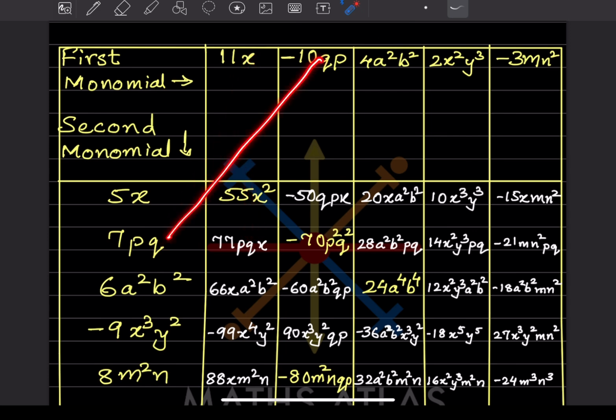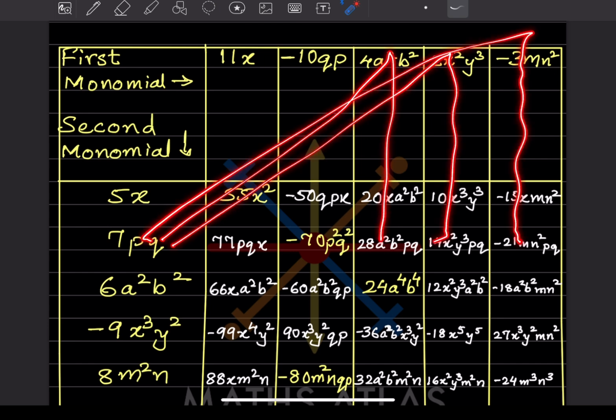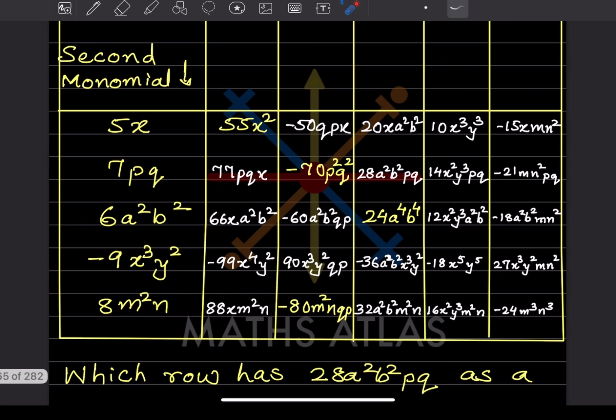Now same here, this is already given. See, can you see here, minus 70 p square q square when you multiply, because this p and this p will be p square, and this q and q is going to be q square. So now you will go this way. Same for the third one, and so on. So you can have a look at this table.